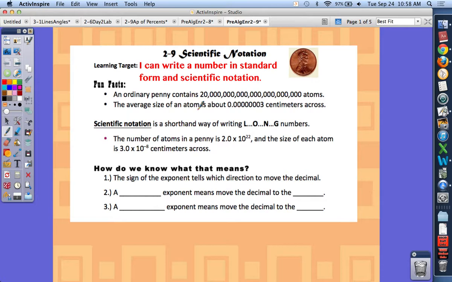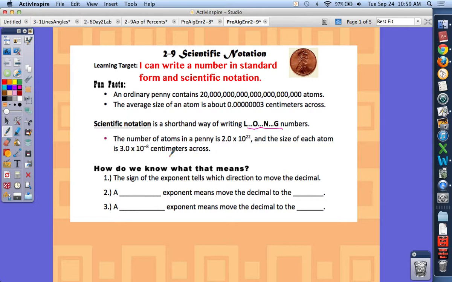So what is the point of scientific notation? For us to simplify this. It's a shorthand way of writing really long numbers, okay? Whether they're really large or really small. So a better way to read this would be the number of atoms in a penny is 2 times 10 to the 22nd power, and the size of each atom is 3 times 10 to the negative 8th centimeters across. Just a little bit easier.